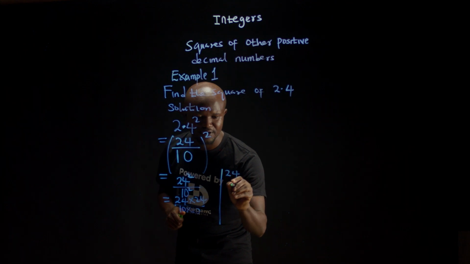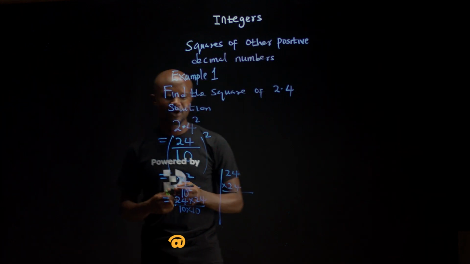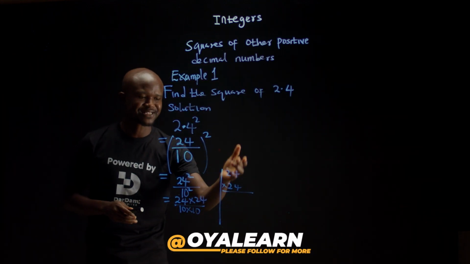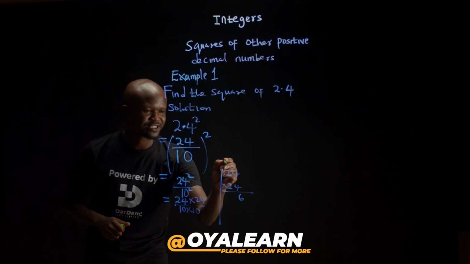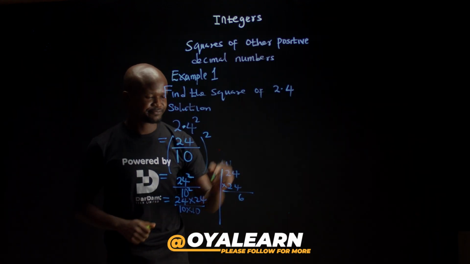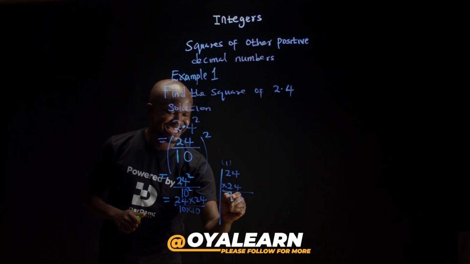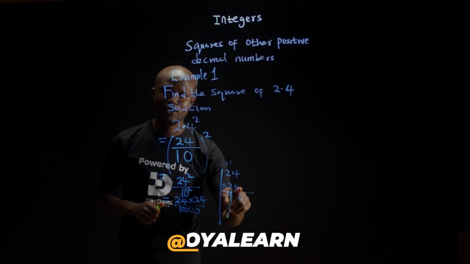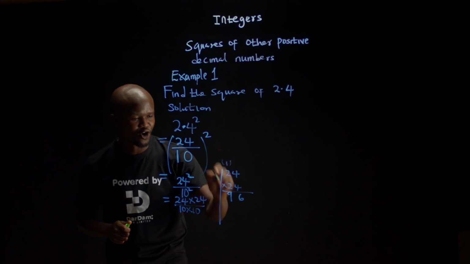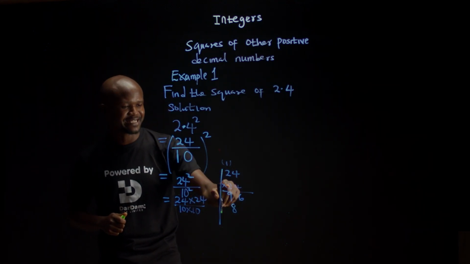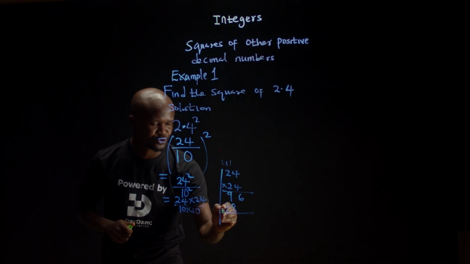We have 24 by 24. Now, we start from the back. 4 times 4, what do we have? 16. Then we are going to carry 1. 4 times 2, 8. Then plus 1, what do we have? 9. We have used 4. So the next thing for us to use is 2 to multiply it. 2 times 4, 8. Then 2 times 2, 4. The next thing for us to do is to add.